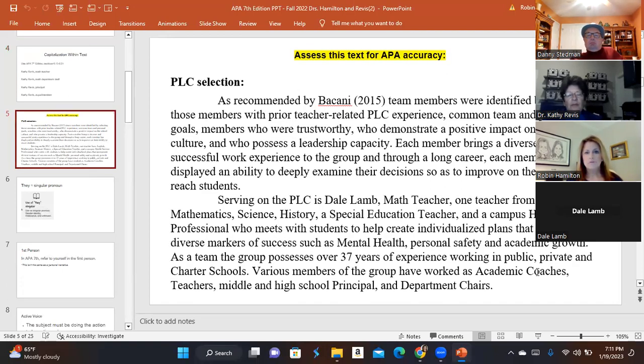Now it's time for you to assess this text for accuracy. We want you to look at this, and we're going to give you just a minute to see how many things you can find in this text that are not accurate. So we'll be quiet for just a minute.